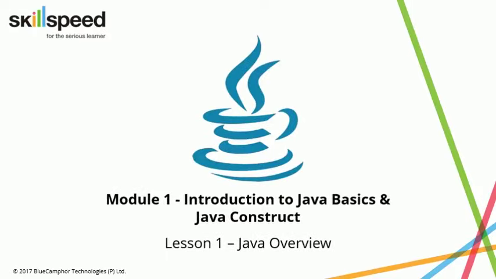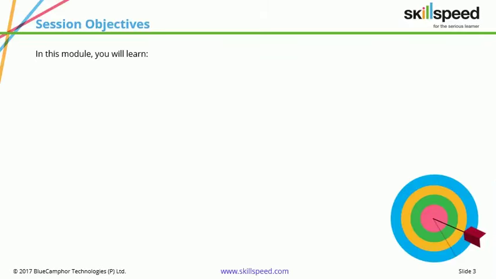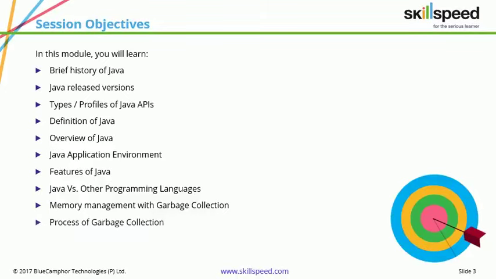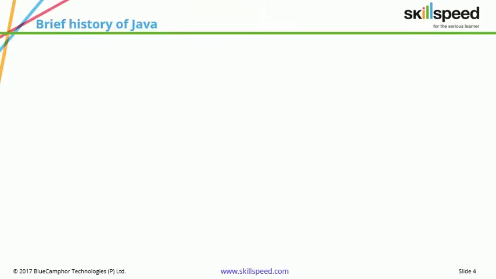All right, let us continue with the details of Lesson 1, the Java overview lesson, where we will be starting with a brief history of Java. So, what actually Java is and how Java was developed, we will have a brief look. Java was actually developed at Sun Microsystems.